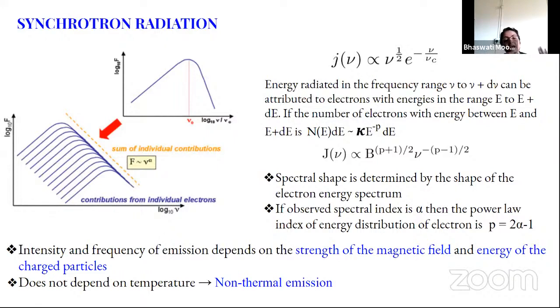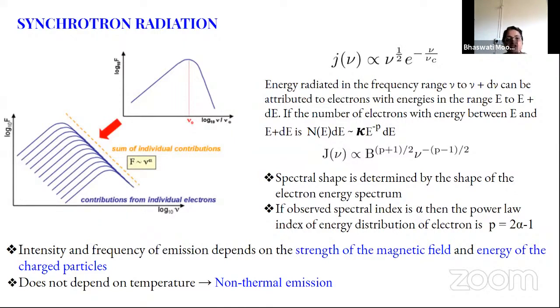So the intensity and the frequency of emission depend on the strength of the magnetic field and also on the energy of the charged particles. The important thing to notice is that it doesn't depend on temperature. In contrast to, say, the bremsstrahlung that we talked about, where we always saw that it depended on T to the power minus half times e to the power minus h nu by kT, there was a strong dependence on temperature, so it was thermal. But synchrotron radiation is called non-thermal because it is independent of the temperature.